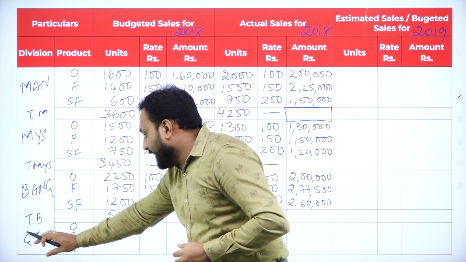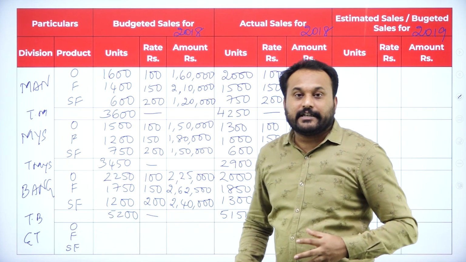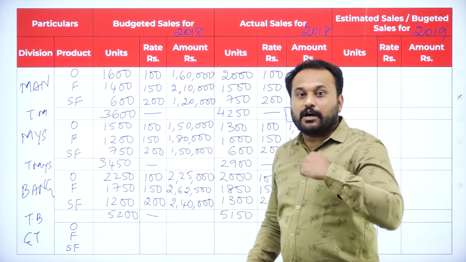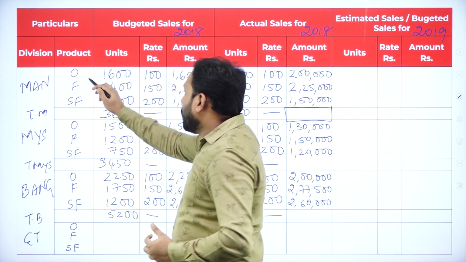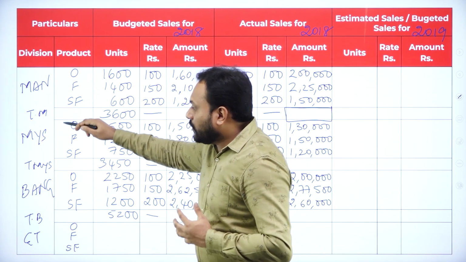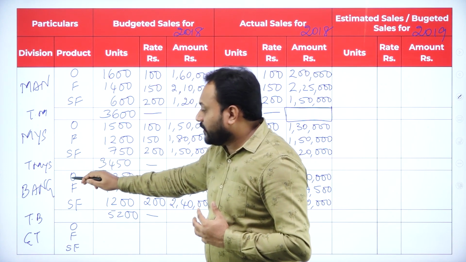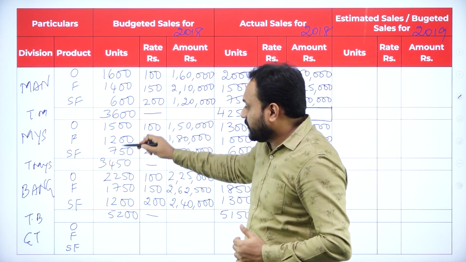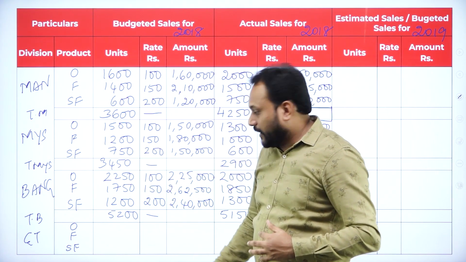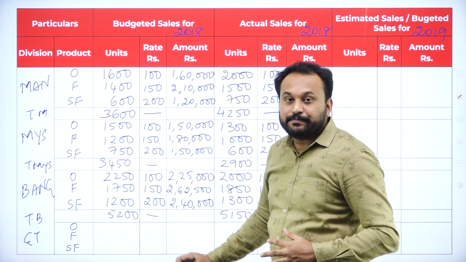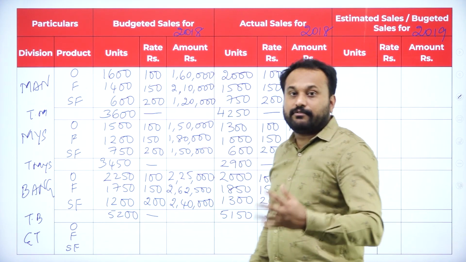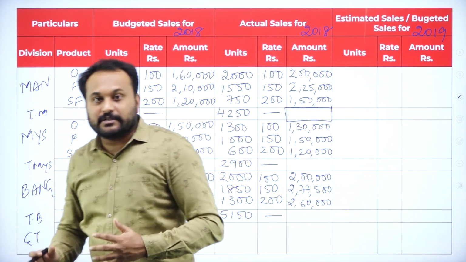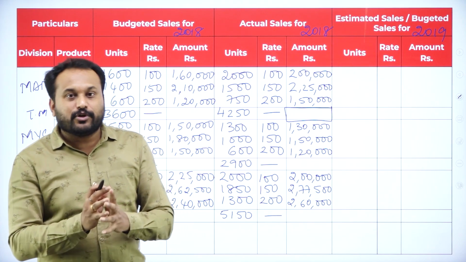The last one is grand total of ordinary, fine, super fine. I'll not solve it here. I'll tell you how to solve it. You are supposed to do that. Ordinary of Mandia, ordinary of Mysore, and ordinary of Bangalore you are supposed to add. That is 1,600 plus 1,500 plus 2,250. That will be your grand total here. And the amount also, you know how to solve it. We have solved in many other problems as well. Now this is what your homework is.